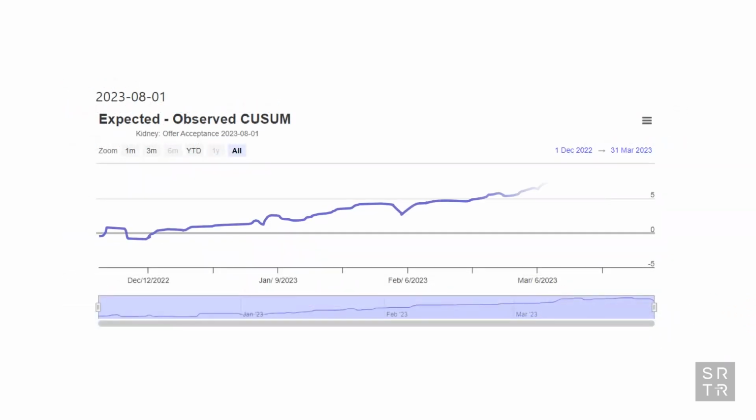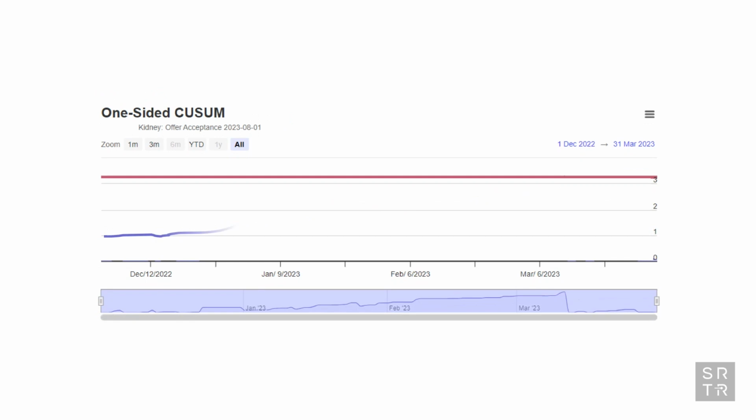This program accepted 7.5 fewer offers than expected during the 4-month cohort. But was this meaningfully below average? Because the expected minus observed QSUMs may trend up or down a bit due to random chance, programs may wonder whether an apparent trend in the E minus O QSUM is likely due to chance or likely due to something under the control of the program. The one-sided QSUM charts check whether a negative trend in the E minus O QSUM would be unusual if entirely due to chance. So it's most helpful to review the charts as a pair.